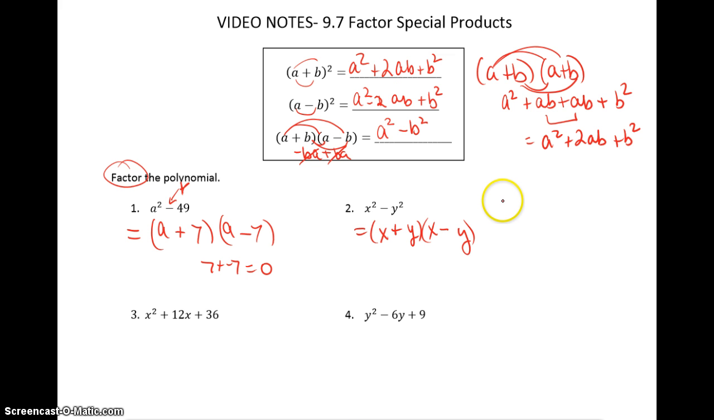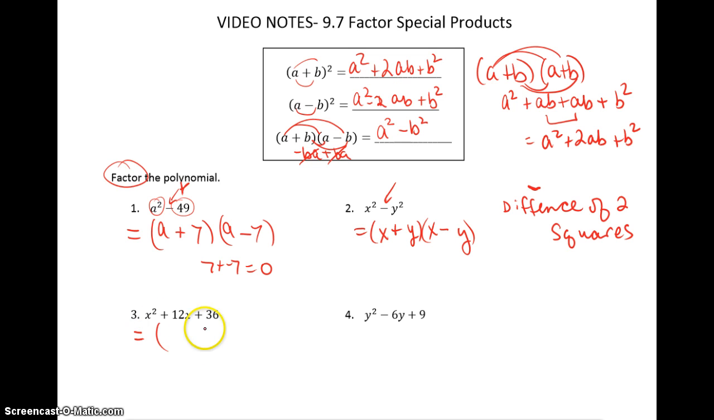Now you might hear me call this a difference of two squares. If you remember, the word difference means to subtract. We're subtracting two perfect squares. Notice in the first problem, 49 is a perfect square, a squared is a perfect square, and in the second problem, x squared and y squared are both perfect squares. So you might hear me refer to this as the difference of two squares.